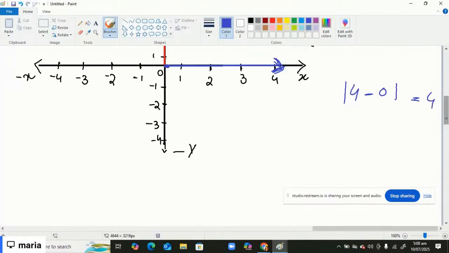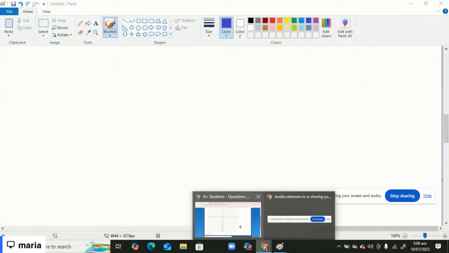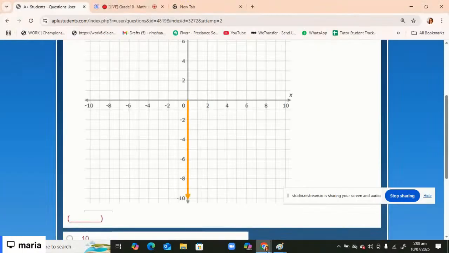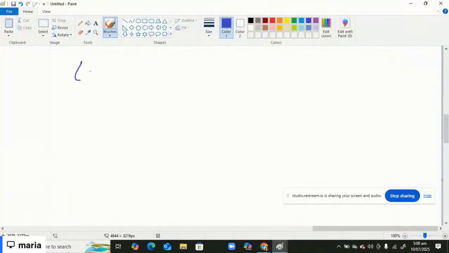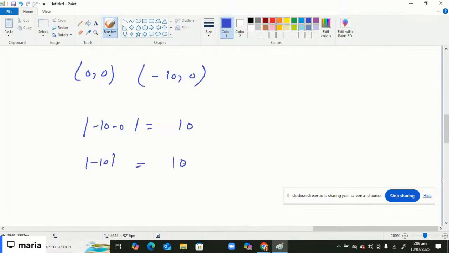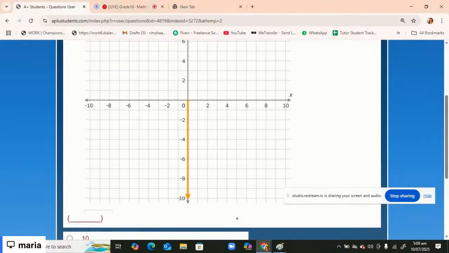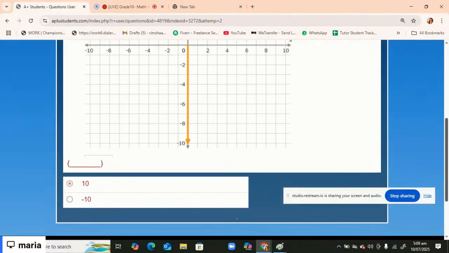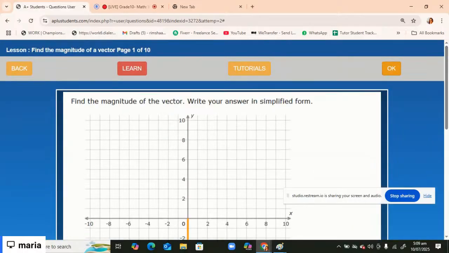The answer is 4. But now here in the test questions, when we see in test one, this is 0, 0, and minus 10, 0. The initial points are 0, 0, and then minus 10 and 0. Now let's subtract and take the absolute value: minus 10 minus 0, that is 10. Because the absolute value of a negative number turns positive, so this is plus 10. Alright. Hope you guys understand it.